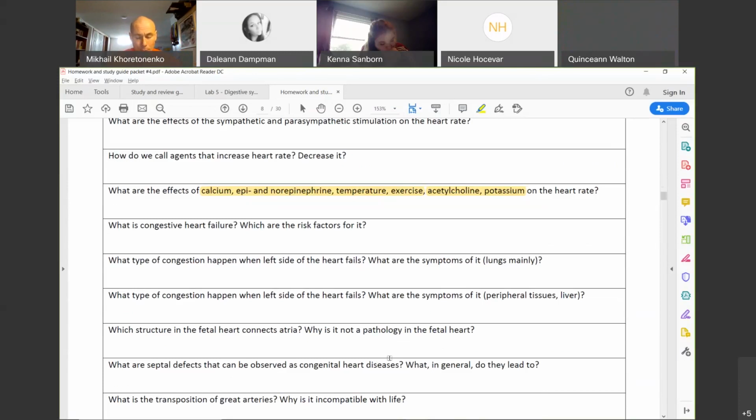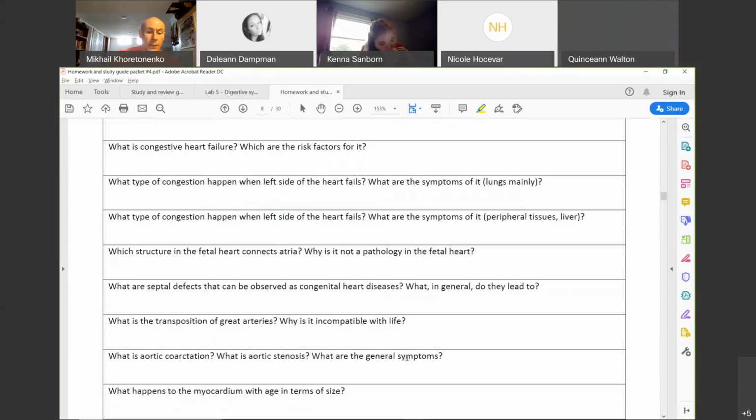Now, septal defects. What you need to understand, you may have an atrial septal defect and a ventricular septal defect. That's it. Transposition of the great arteries is when the pulmonary trunk is attached to the left ventricle and the aorta is attached to the right ventricle. So therefore, the two circuits are completely isolated and it's incompatible with neonatal life, because blood from the pulmonary circuit never reaches the systemic circuit and vice versa, so there's no oxygen going into the systemic circuit.